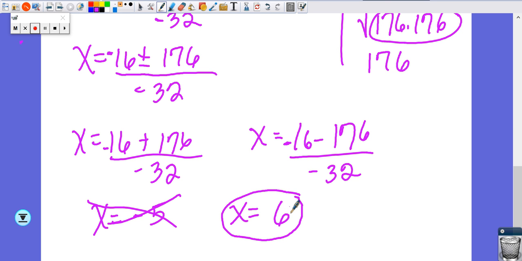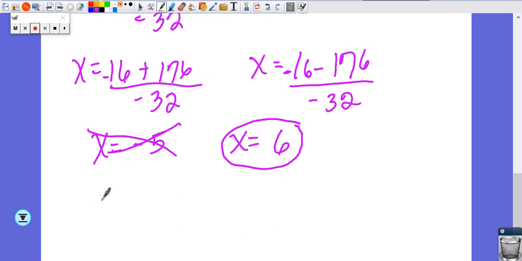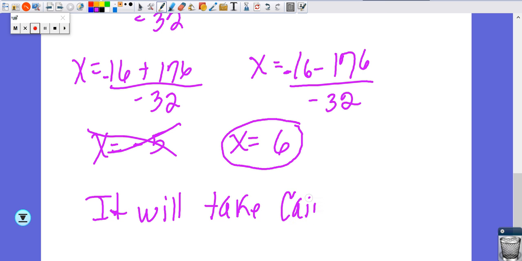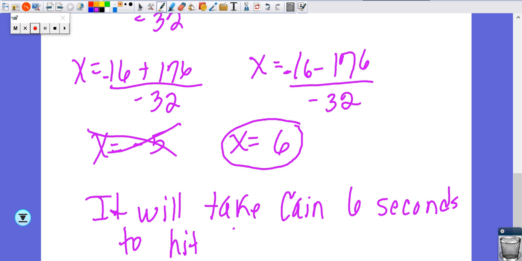So the answer to this question is it will take Kane 6 seconds to hit the water. And you're done. So it will take him 6 seconds to hit the water if he jumps off that cliff.